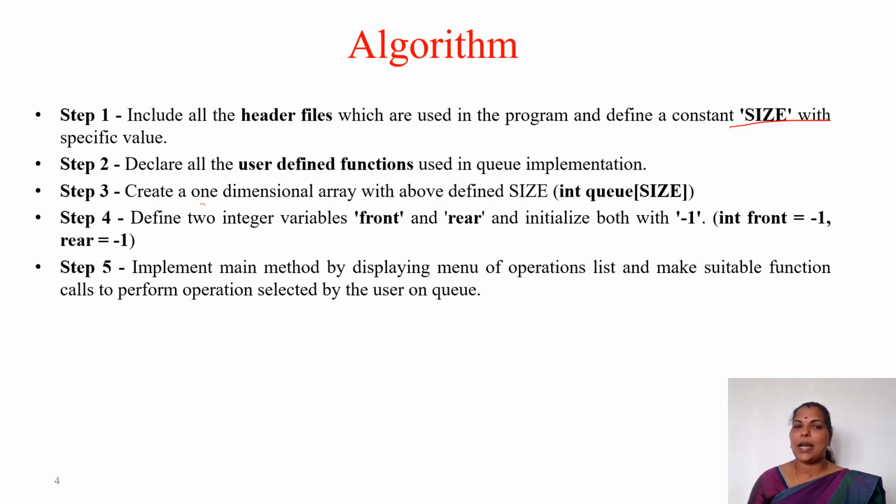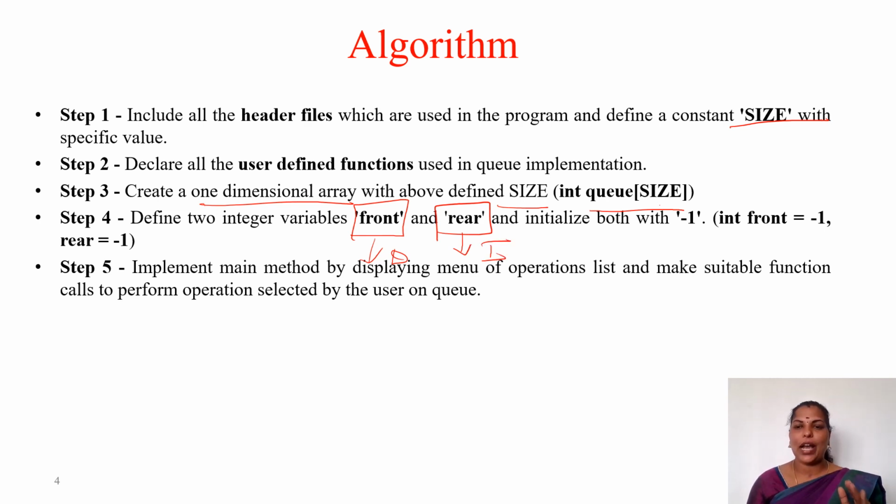Then we create a one-dimensional array because it is an array implementation of queue. We define the size of the array as size, so we have int queue[size]. Size is already defined as a macro, and that size we are writing here. Next we define two variables, because insertion is performed at one end and deletion happens at the other end. So we need these two ends, front as well as rear. Front is for deletion and rear is for insertion.